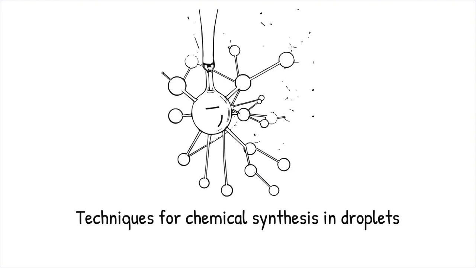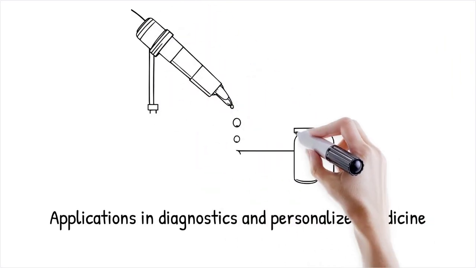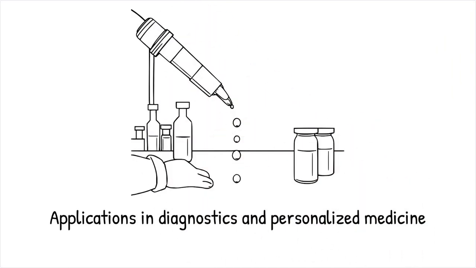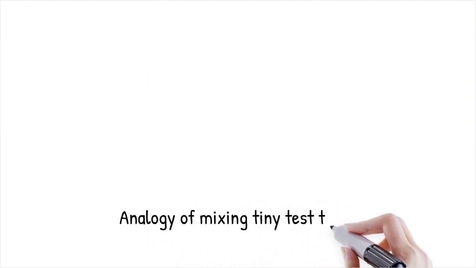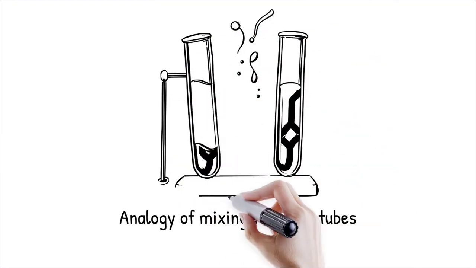This method is crucial for rapid diagnostics, point-of-care testing, and personalized medicine applications. Medical labs use droplet merging techniques to mix patient blood samples with diagnostic reagents for rapid disease detection. It's like clinking two tiny test tubes together to mix their contents instantly.